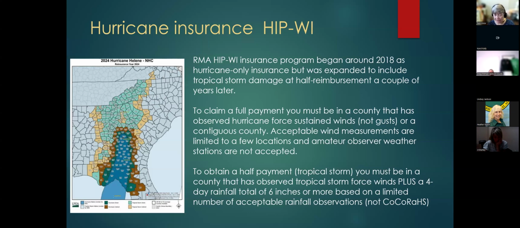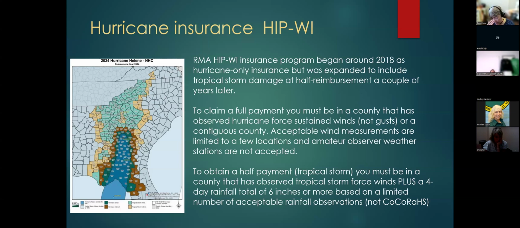And then to get a half payment, a tropical storm payment, you have to be in a county that has tropical storm force winds, so 34 to 75 or thereabouts. Plus, that same county also has to have a 4-day rain total of 6 inches or more based on a limited number of acceptable rainfall observations, and that does not include CoCoRaHS because their records are not long enough.